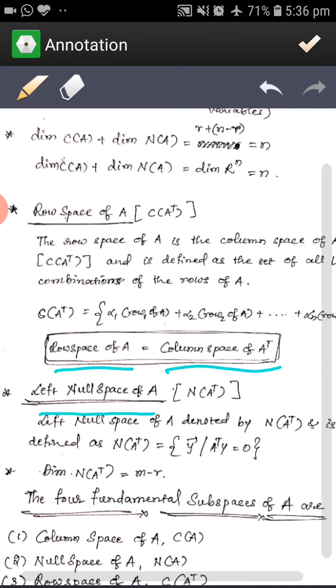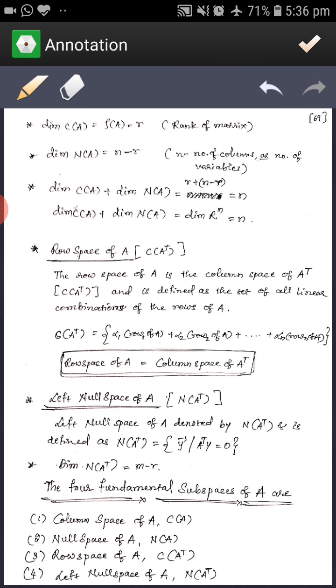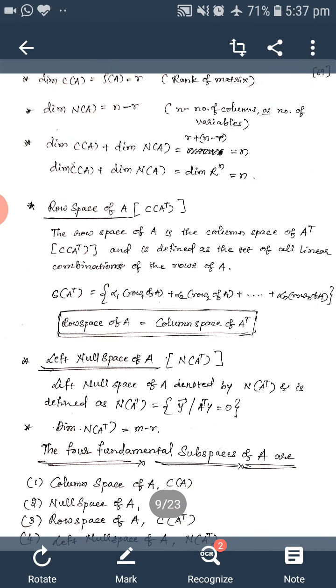That is nothing but the transpose of the null space. Means whatever null space we calculate, the transpose of that we call the left null space of A. Okay, so these are the four fundamental subspaces which will be indicated with the notation C of A, N of A, C of A transpose, and N of A transpose.